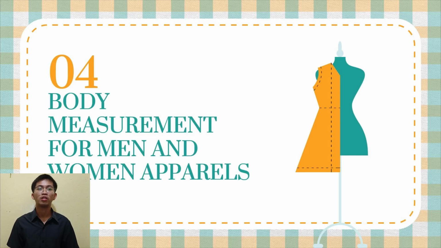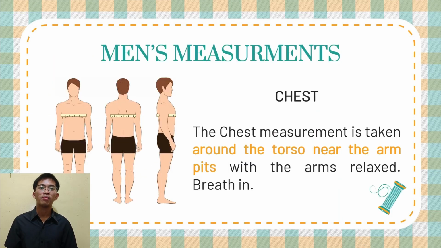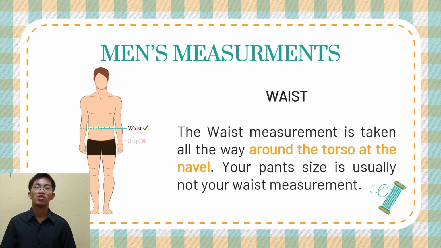Now let's move on to the body measurement for men and women apparels. As for the men's chest, it measures around the widest part of the chest just under the arms. This ensures shirts and jackets fit comfortably across the chest. As for the waist, it measures around the middle at the level of the belly button. This helps pants fit properly around the waist.